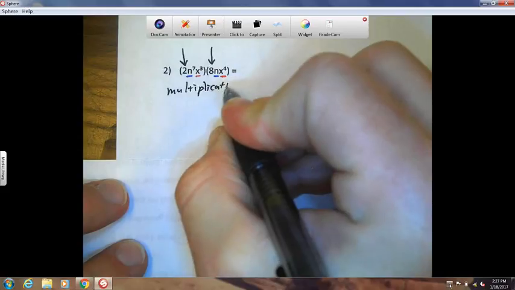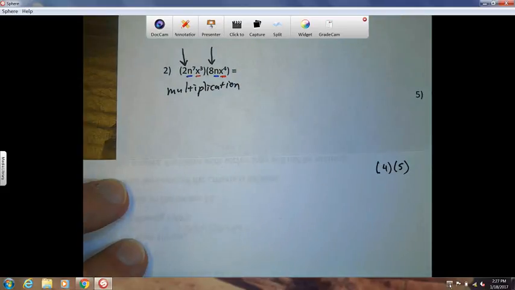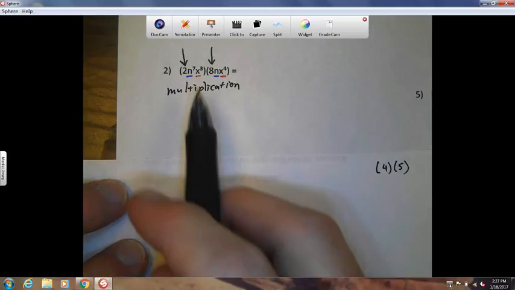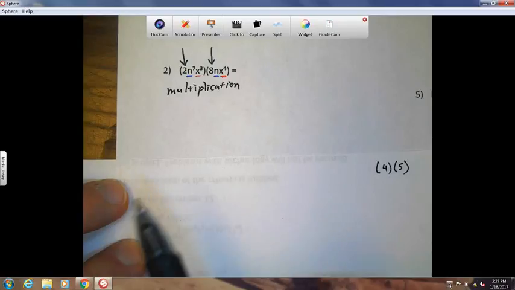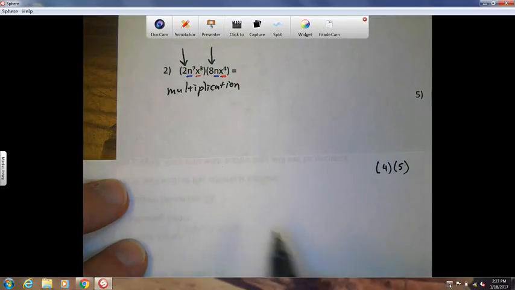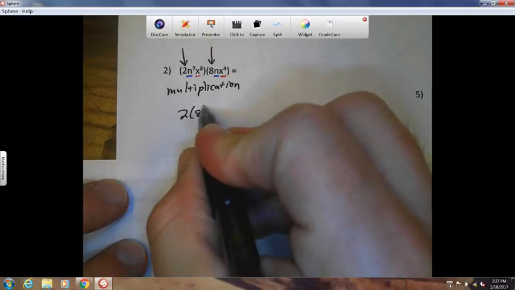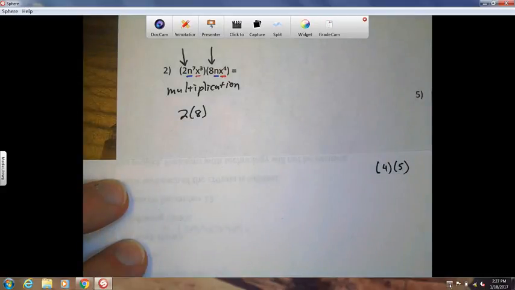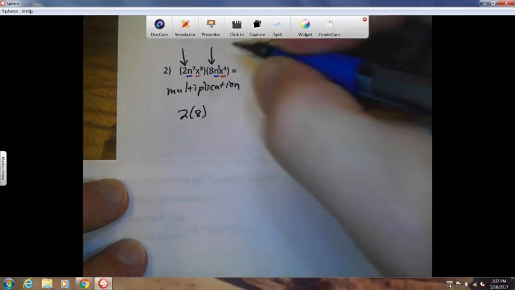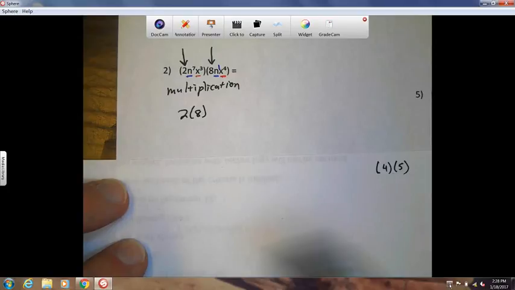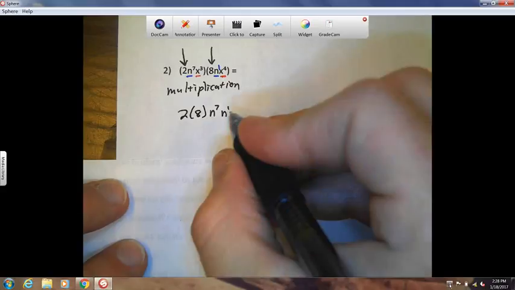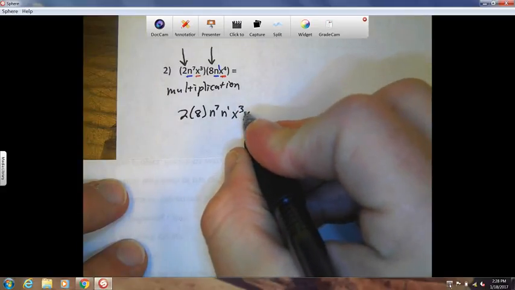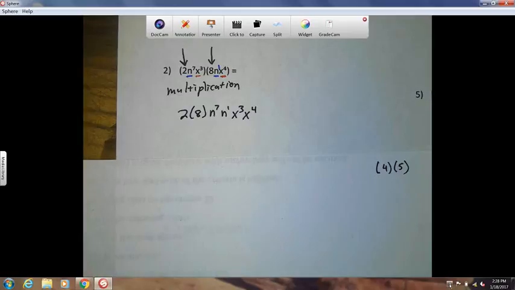Remember, it's multiplication. In multiplication, I will add exponents, but I'm multiplying coefficients. So I'm going to write it out this way: 2 times 8. And to help, I'm going to make sure I remember, because this is a common mistake, I'm going to make that n to the first power. So I have n to the 7th, n to the first, x to the third, x to the fourth. So I took this extra step to write everything together.